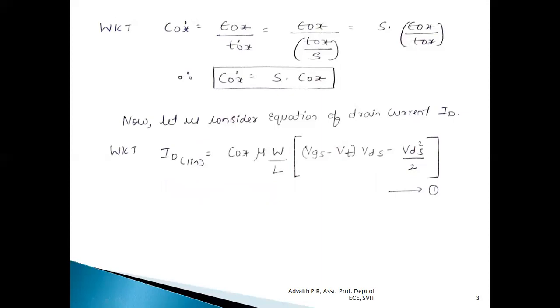So using this expression, let us try to find out how the drain current will change for this constant voltage scaling. Let us consider this equation for drain current ID under linear region of operation. We already know that ID linear is given with the formula COX mu W divided by L into VGS minus VT into VDS minus VDS square divided by 2, where ID is the drain current under linear region of operation, COX is the oxide capacitance, mu is the mobility of electrons or holes, W is the width of the MOSFET, L is the length of the MOSFET, VGS is the gate to source voltage, VT is the threshold voltage, VDS is the drain to source voltage.